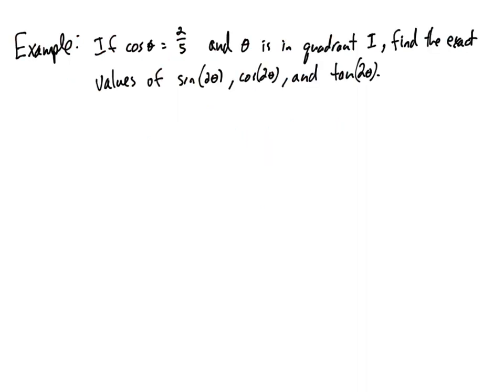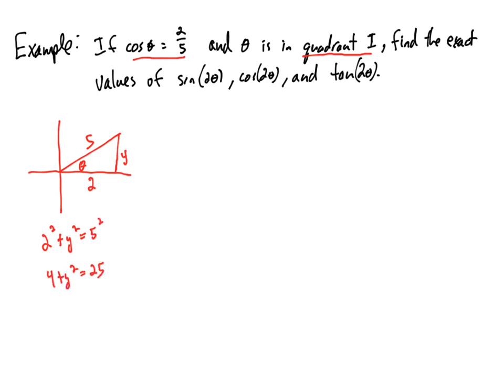All right, the final example having to do with the double angle formulas is if cosine of theta is equal to 2/5 and theta is in quadrant 1, find the exact values of sine of 2 theta, cosine 2 theta, and tangent of 2 theta. So let's just tackle this first bit of information. We know that theta is in quadrant 1 and cosine is equal to 2/5. So let's draw an angle theta in quadrant 1. Cosine of theta is equal to 2/5. Cosine is the adjacent side over the hypotenuse. So we can find the y value here. We're going to say 2 squared plus y squared is equal to 5 squared. 4 plus y squared is equal to 25. y squared is equal to 21. So y is going to be plus or minus the square root of 21, but because y is in quadrant 1, we're going to say positive square root 21 here.